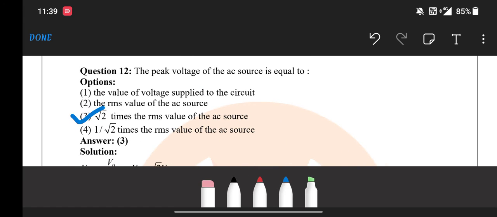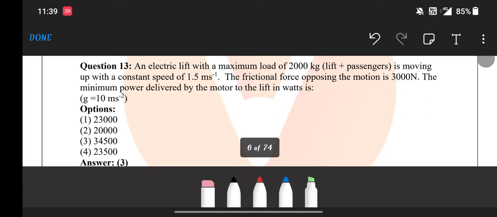Moving on to our next question, that is question number 13. Here they are asking, an electric lift with a maximum load of 2000 kg, that is lift plus passenger, it will be 2000 kg weight, is moving up with a constant speed of 1.5 meter per second, and the friction force that is opposing the motion is 3000 Newton.